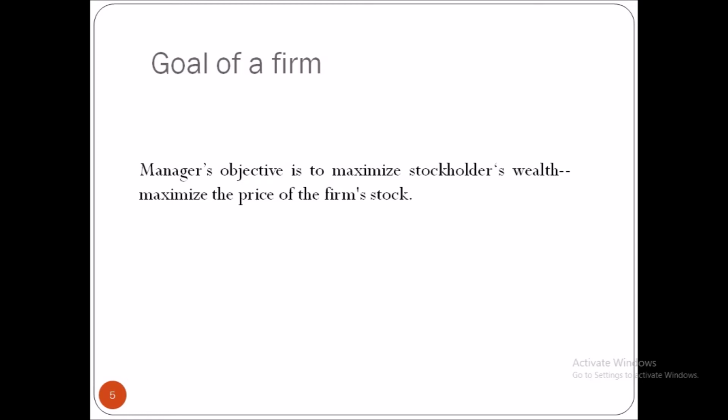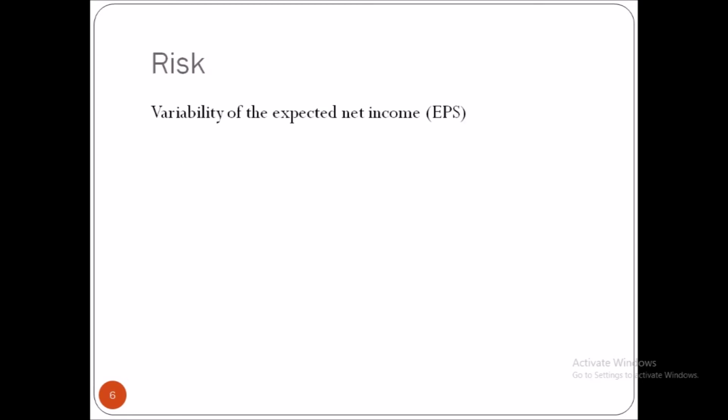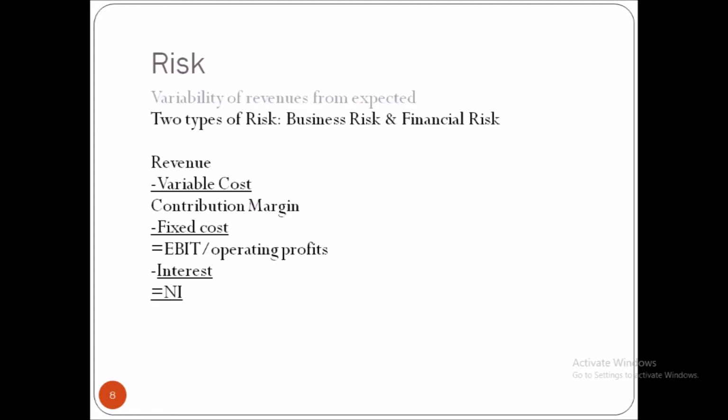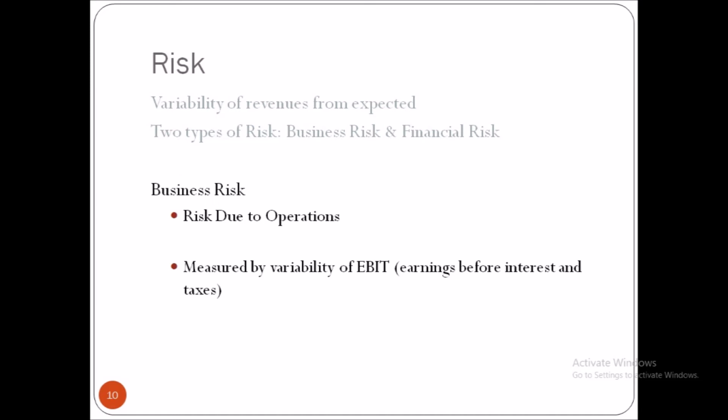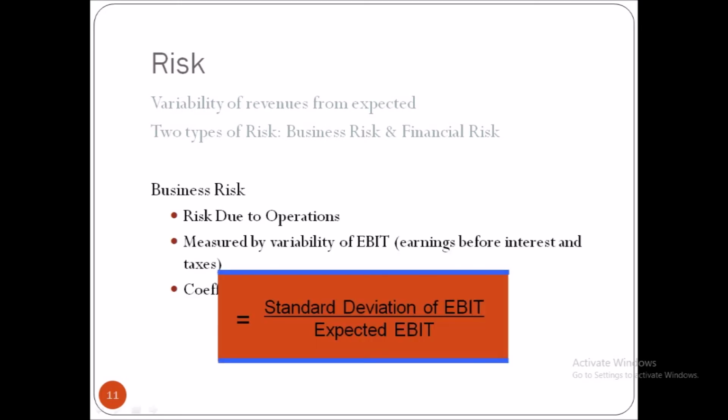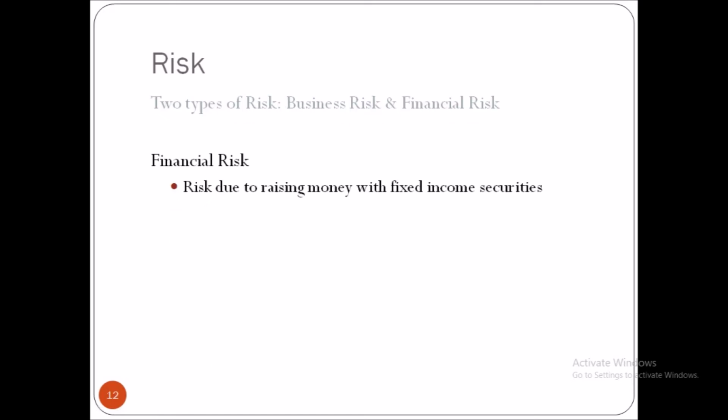Before understanding the concept of leverage, you must be well aware of the two types of risk a business is exposed to. First is business risk and the second is financial risk. Now, as we all know, business risk arises due to operations and it is measured by variability of earnings before interest and taxes. Financial risk arises due to the use of fixed income securities such as debt in the business. So we can say that if the firm's capital is totally equity, then it has no financial risk. But in practice, a firm gets exposed to both kinds of risk, business and financial.